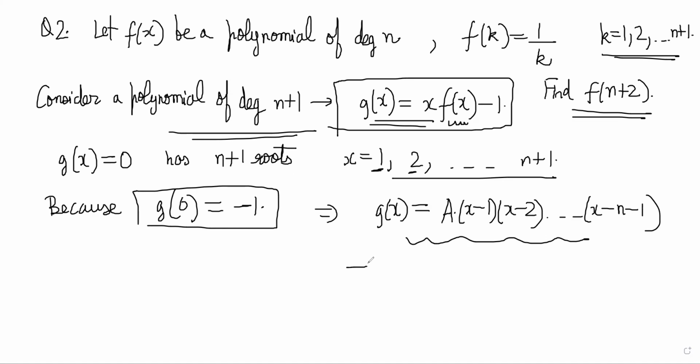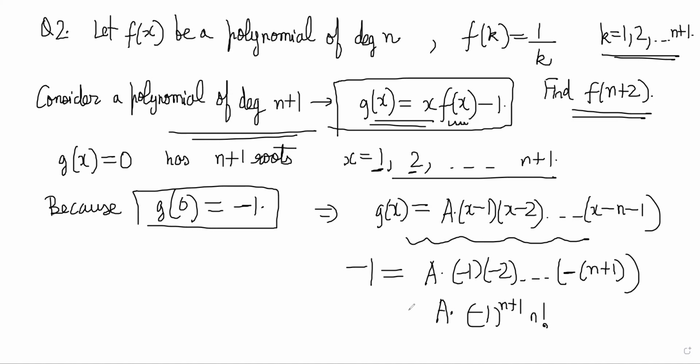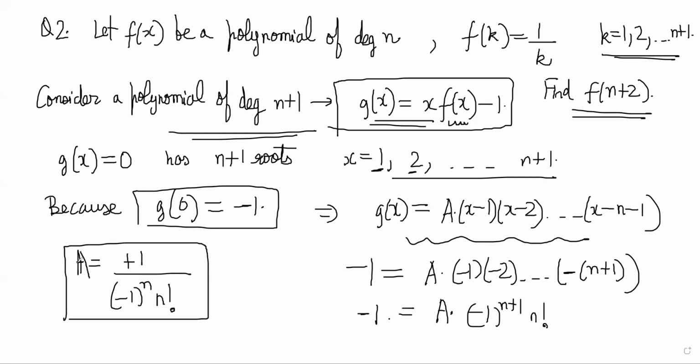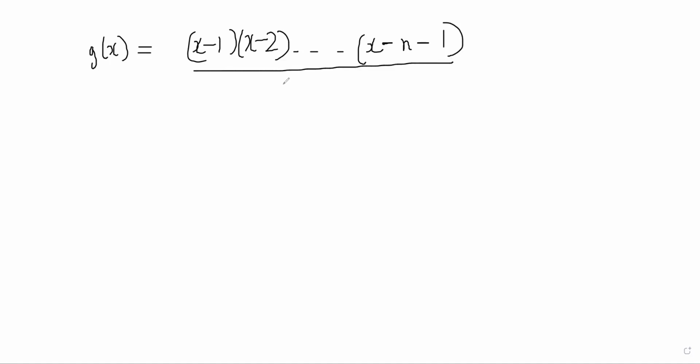And now we use the value of g of 0, which was minus 1, which is equal to a times, putting 0, it will become minus 1, minus 2, till minus of n plus 1. So the number of terms here is n plus 1 terms. So it is minus 1 power n plus 1, n factorial a is equal to minus 1, right? So finally we get a is coming out to be 1 by minus 1 power n factorial. That is becoming our value of a after simplifying, and therefore we get the g of x function. G of x function is simply x minus 1, x minus 2 till x minus n minus 1 divided by minus 1 power n plus 1 factorial.